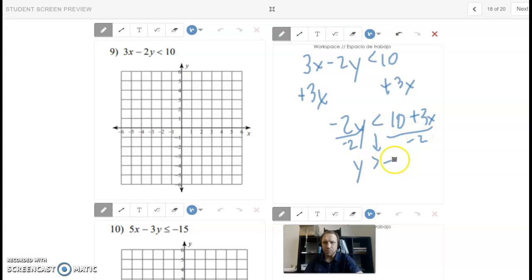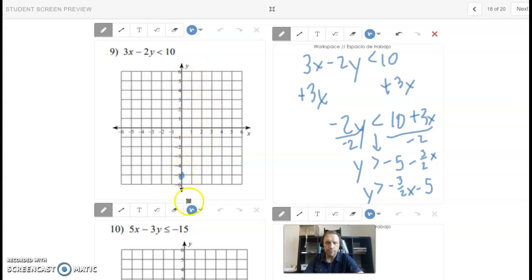10 divided by negative 2 is negative 5. Plus 3x divided by negative 2 is minus. And I'm going to leave it as the fraction 3/2 x. Rewrite it as negative 3/2 x minus 5, which is in our slope-intercept form that we learned a while back. And I'm going to graph this.